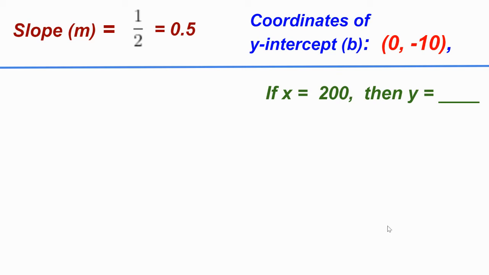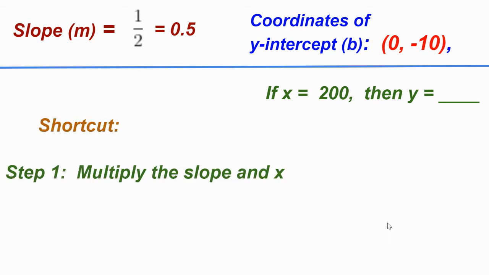What if x is 200 now? Well, remember, the shortcut is what? Multiply the slope and the x together. Well, what's the slope and the x? Well, the slope is 0.5. The x is 200. 0.5 times 200. What's half of 200? That's all that means. Half of 200. 100. 0.5 times 200 is 100.